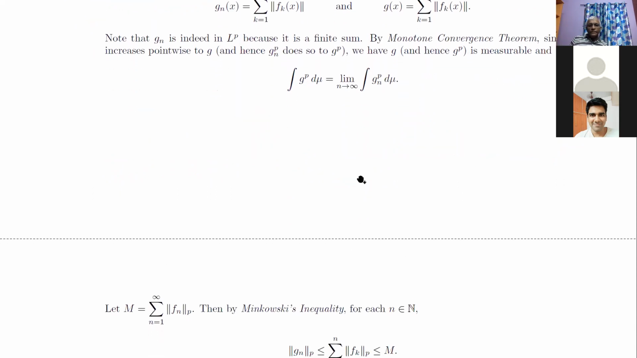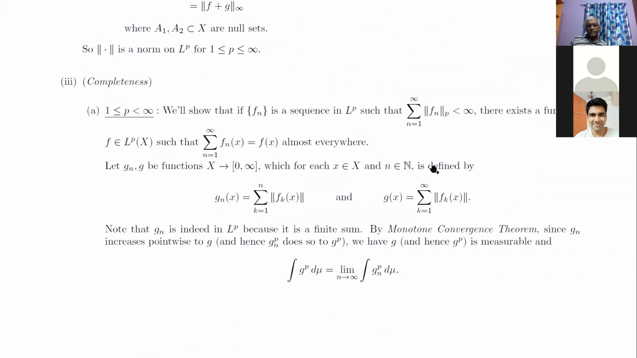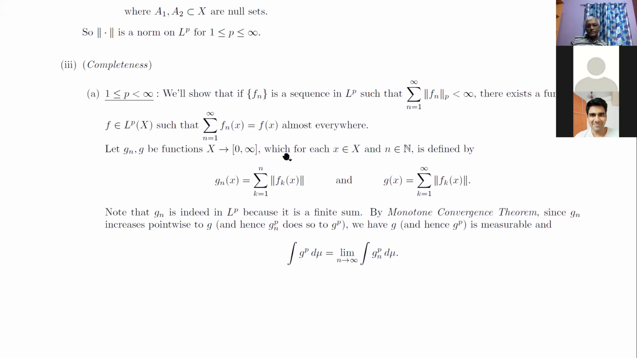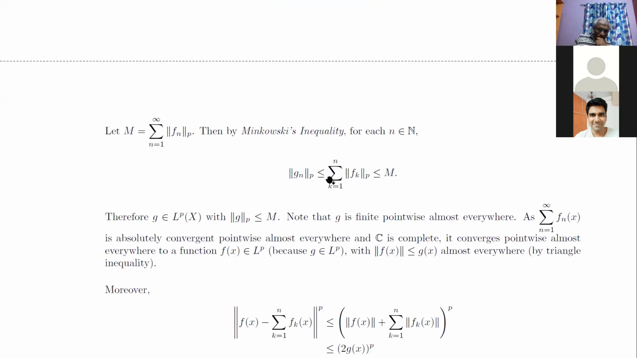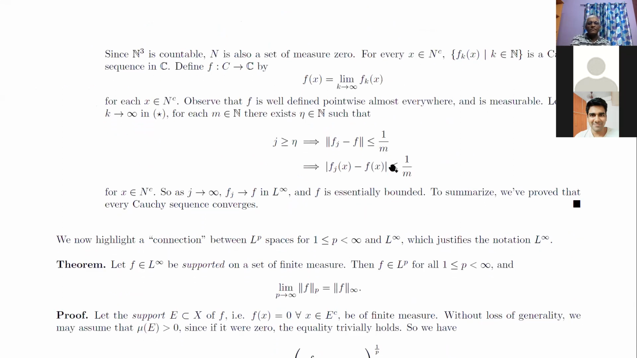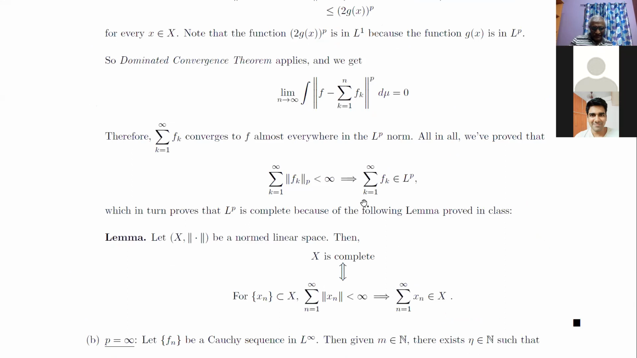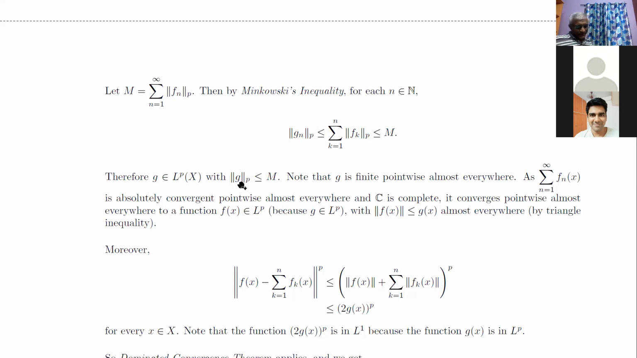Now, by the hypothesis we had here, the summation from n equals 1 to infinity of norm fn is finite. So let's just call that quantity m. And by applying Minkowski's inequality, which is essentially the triangle inequality for this space, we get that the norm of gn in L^p is less than or equal to the summation from k equals 1 to n of the norm of fk. And since this is a sequence of non-negative terms, this is also bounded above by m. So this g is also in L^p, with norm of g^p less than or equal to m.